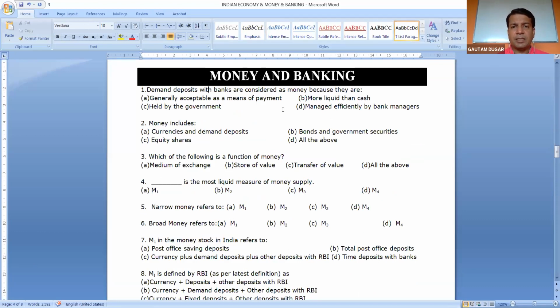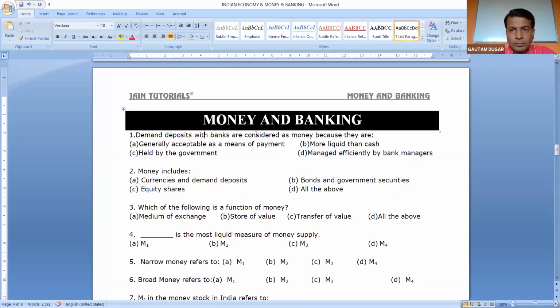Demand deposits, the banks, are considered as money because they are... Demand deposits are savings accounts and current accounts. Why are they considered as money? Because they are generally acceptable as a means of payment.